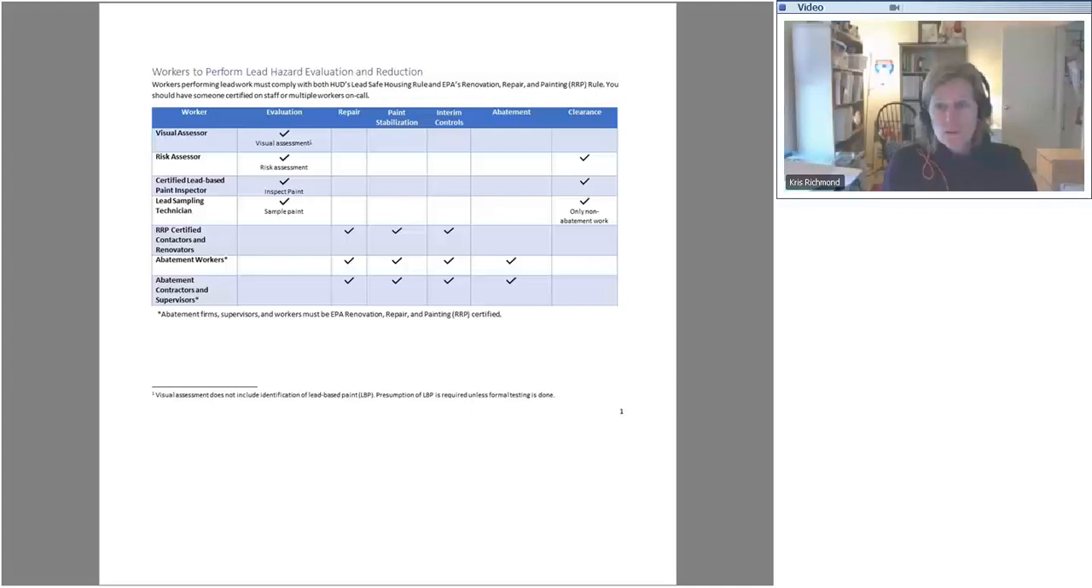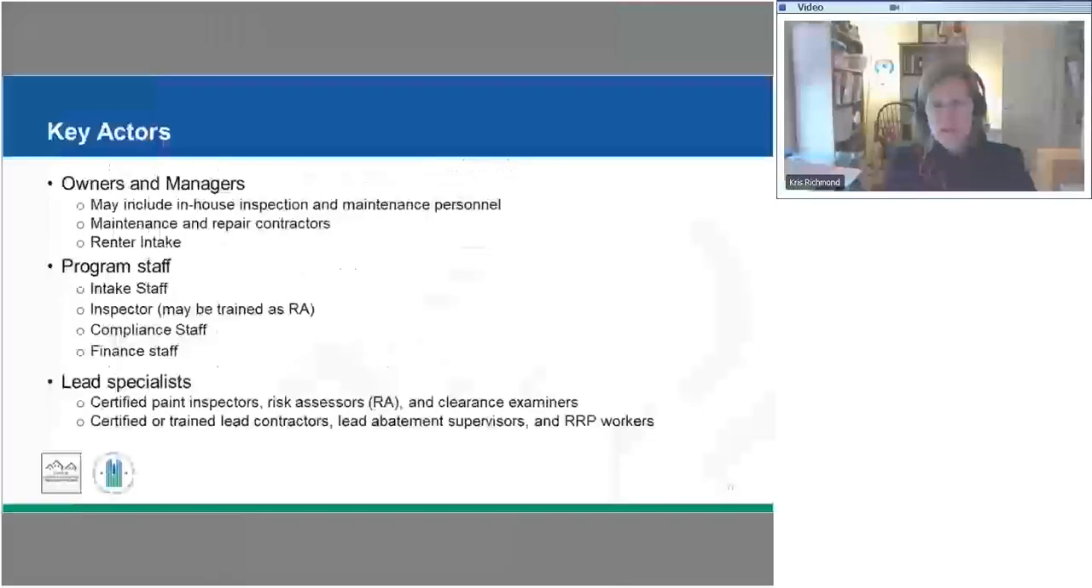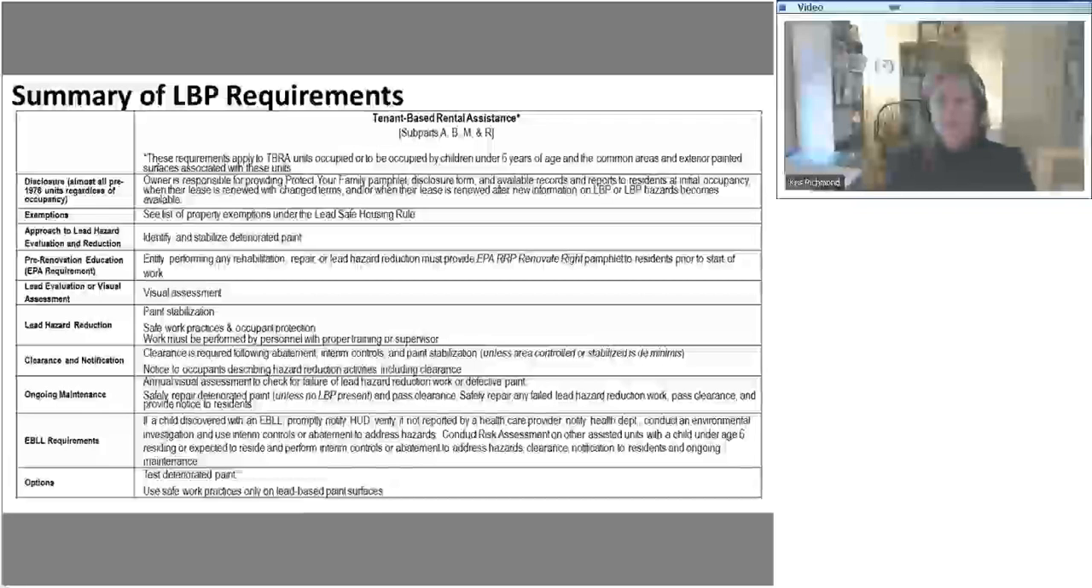Okay, so let's look at question number 4. List the key steps and documents that the owner or the program operators must implement to assure the units that they assist are in compliance. So I want to go to our slides, and I want to look at our summary handout.